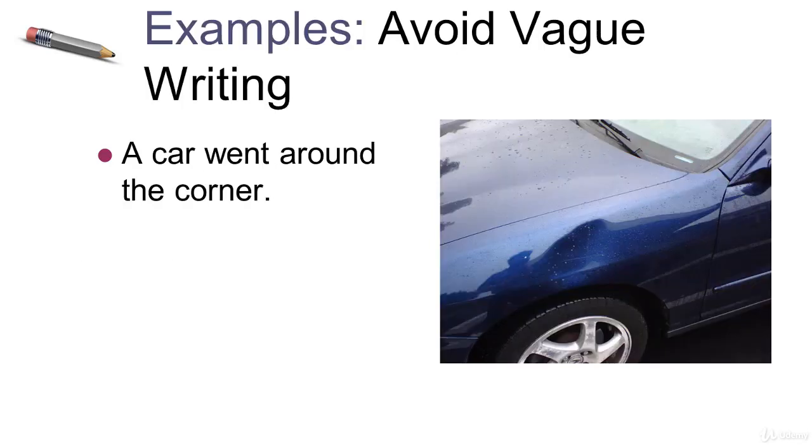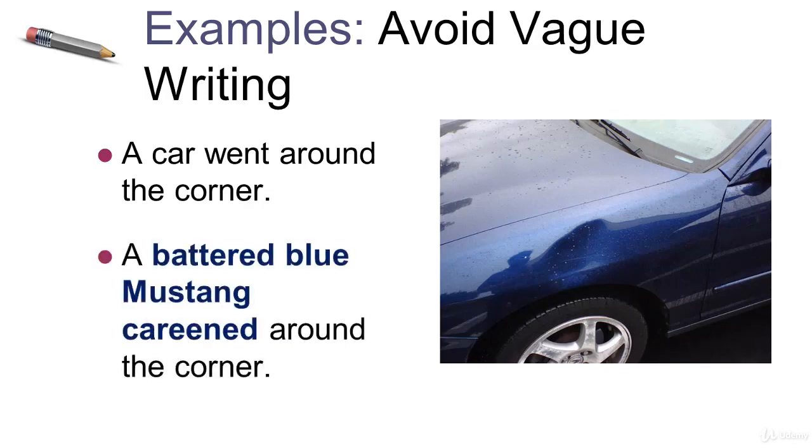For example, a car went around the corner. This is what we mean by general language. General nouns, general verbs. It's just an all-around general sentence, and it doesn't give very much detail, does it? But we can make this sentence more specific by adding a few descriptors. A battered blue Mustang careened around the corner. So you see the difference from very general, a car went around the corner, to a lot more specific, a battered blue Mustang careened around the corner.